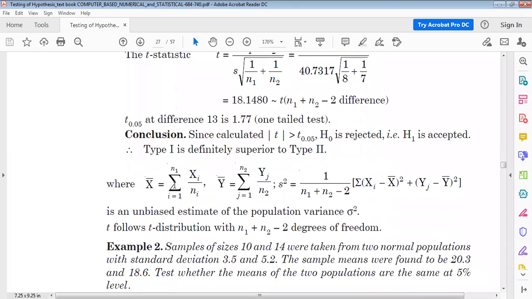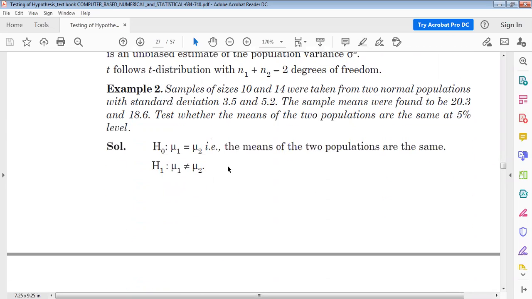Where x bar equals the sum of x over n, and capital Y equals this, and S square is the standard deviation, an unbiased estimate of the population variance sigma square. So T follows a T distribution with this degrees of freedom. Actually, this was the formula for this 13: n1 plus n2 minus 2 equals 13.